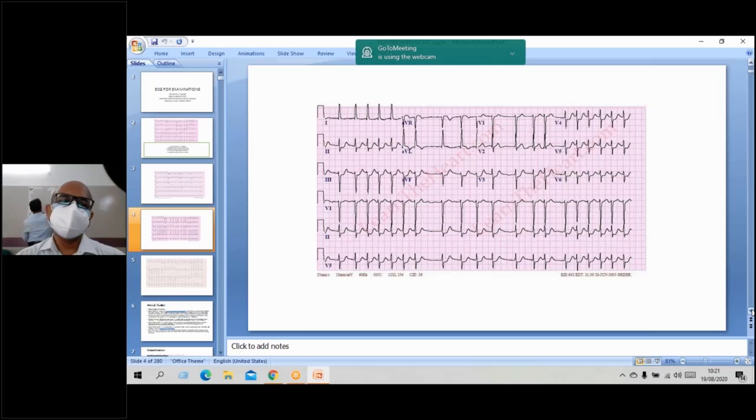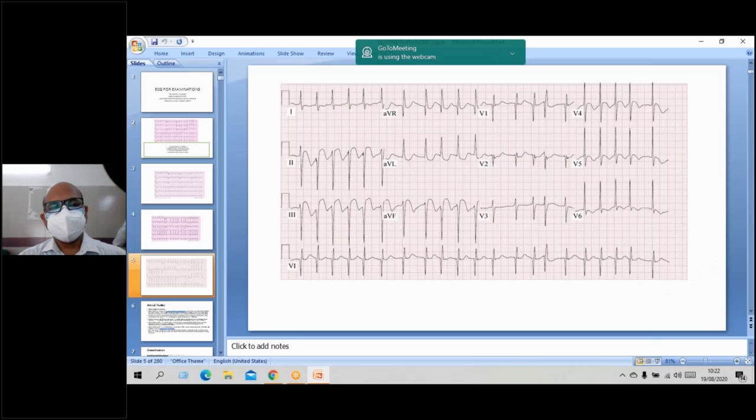So here is another ECG for atrial fibrillation. In this patient, we will see there is no P wave, but the patient has irregular rhythm. Okay, this patient has irregular rhythm. This rhythm and also this rhythm, there is a difference. Irregular rhythm. Another ECG is atrial fibrillation.